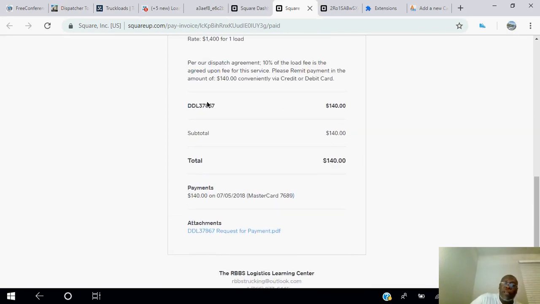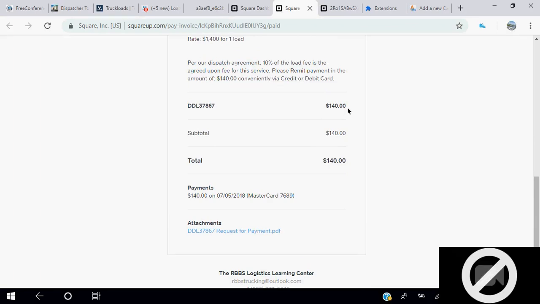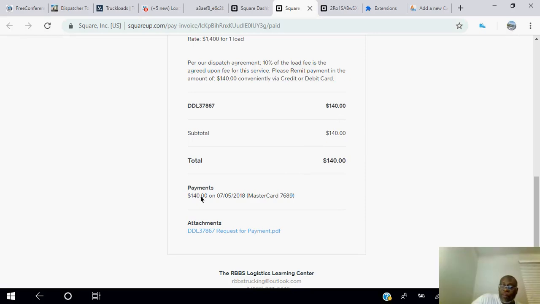Then you go down to the area where you put in all your numbers. In the area where it asks for the description of the item, you're going to put in one item at $140. So the total is going to be 140. Once you put that in, the payments section down here is where you put it on his card, the last 5 of the card or whatever.